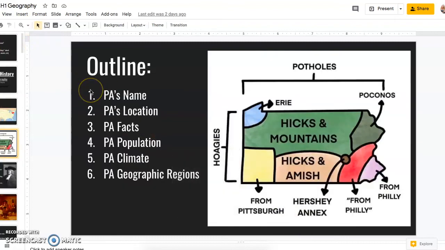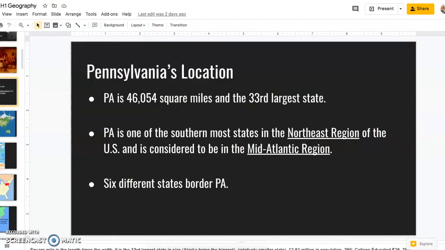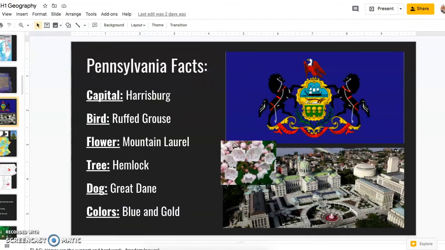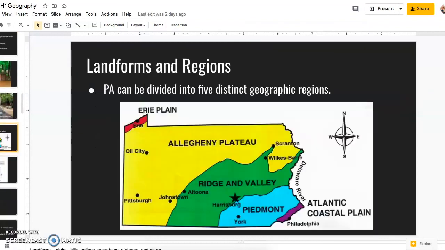Okay, so just as a quick refresher as we're ending, we were just going over Pennsylvania's name, the location, some basic facts, all the stuff from your text, just introductory stuff about Pennsylvania. We also looked at the population, its climate, and Pennsylvania's geographic regions. Although this is basic introductory stuff and not super exhilarating, like I said before, it is important. At least with the geographic stuff, it sets the foundation for everything else we talk about.